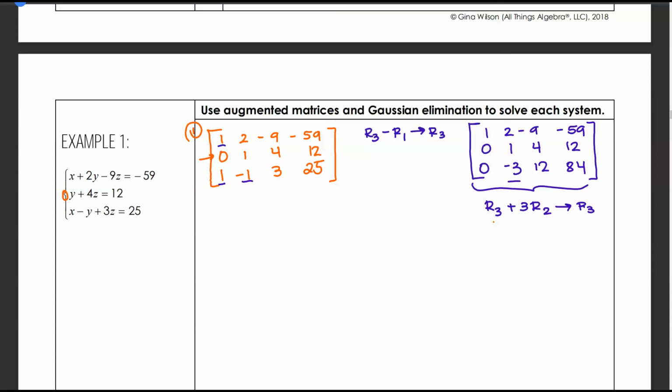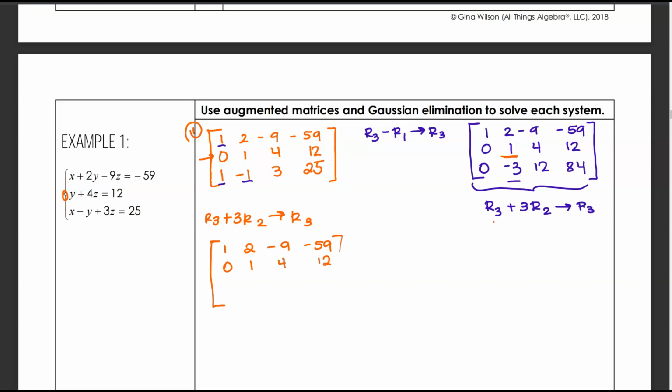So I'm taking row 2 since it's a 1, so if I multiply row 2 by a 3, then I know that those two are going to cancel out. So let's try that out. So what is that going to look like? Over here, let me write out that command again. So that means that my row 1 is going to stay the same. My row 2 is going to stay the same.